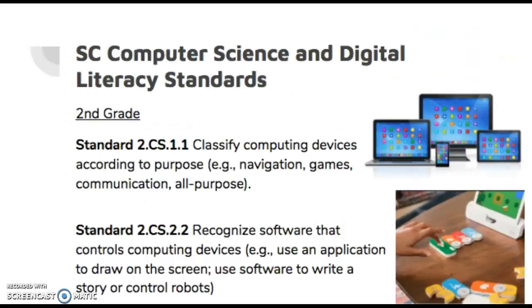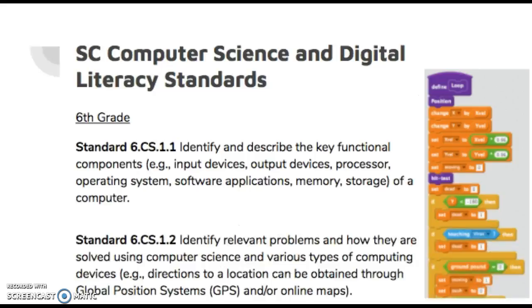I've selected a few of the South Carolina computer science and digital literacy standards from 2nd and 6th grade. In 2nd grade, students should be able to classify computing devices based on their purpose, as well as use software on different computing devices. One way to cover these standards in the classroom is to provide students with access to various types of technology whenever possible. Students are more likely to understand and remember the purpose of different devices if they are able to use these devices. They are also able to recognize the software that controls the devices if they have experience with it. Within a 2nd grade class, these standards would be addressed at a very general and basic level.